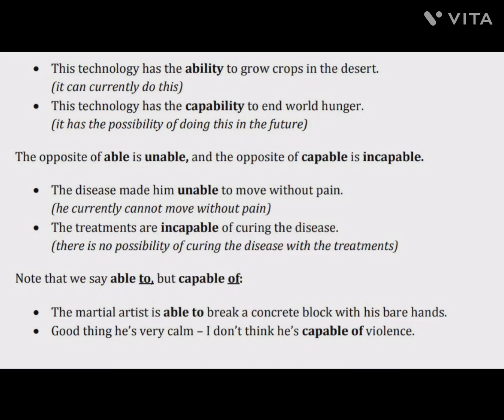So this is how we use able, unable, capable and incapable. Note, we say able to and capable of, right? If you say able to, then what kind of sentence can we make? So let us see. The martial artist is able to break a concrete block with his bare hands. So able to is like it's going to happen, certainly. And capable of, like good things here, very calm: I don't think he is capable of violence. So it's like chances, again.